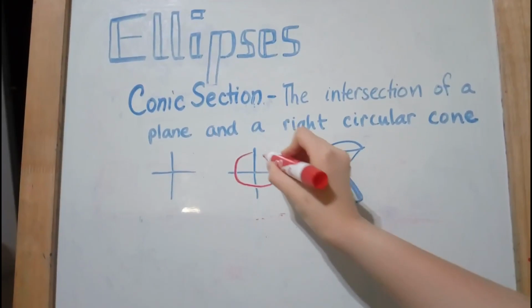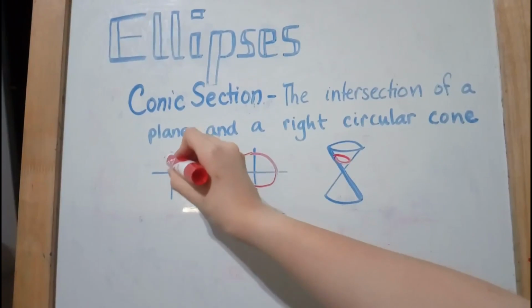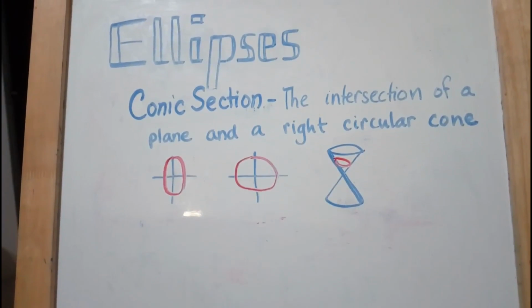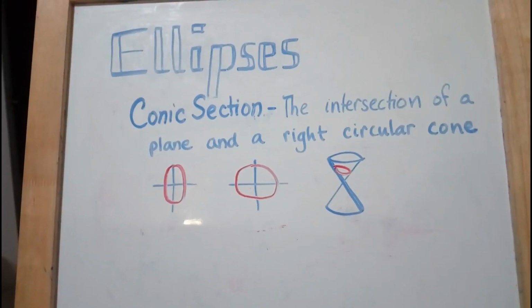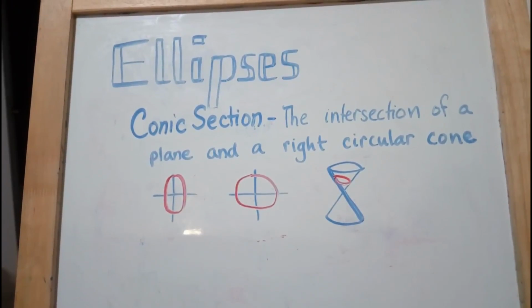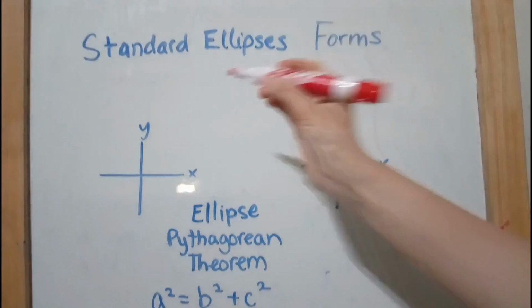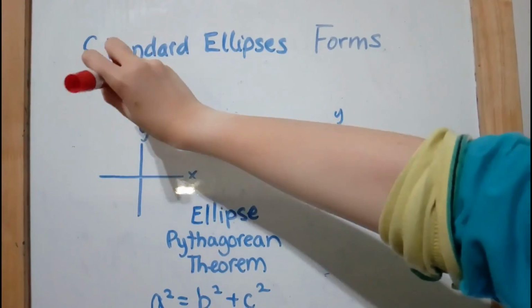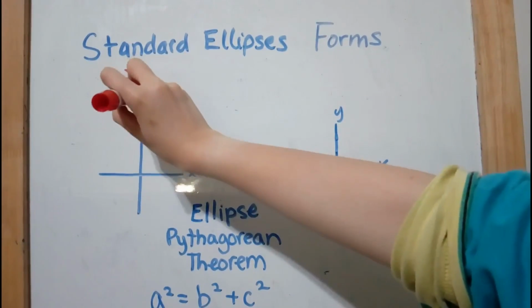You see, eggs have an elliptical shape. Before that, let's think about what a conic section is. A conic section is the intersection of a plane and a right circular cone. An ellipse is one of the 4 types of conic sections. Before that, we have to remember the standard form of ellipses.